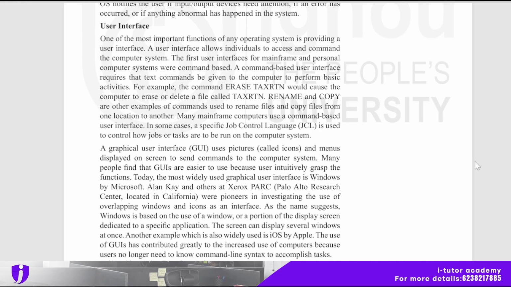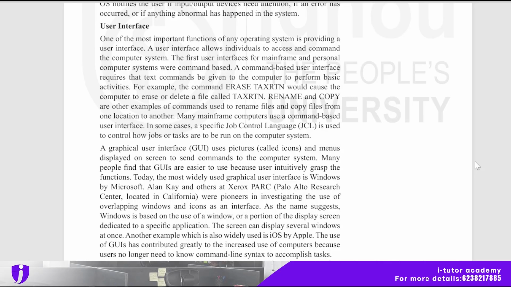User interface. One of the most important functions of any operating system is providing a user interface. A user interface allows individuals to access and command the computer system. The first user interfaces for mainframe and personal computer systems were command based. A command based user interface required that text commands be given to the computer to perform basic activities.